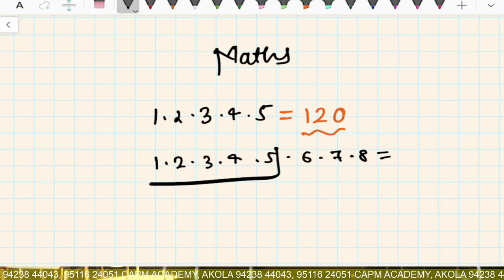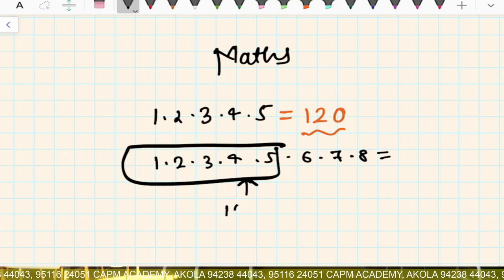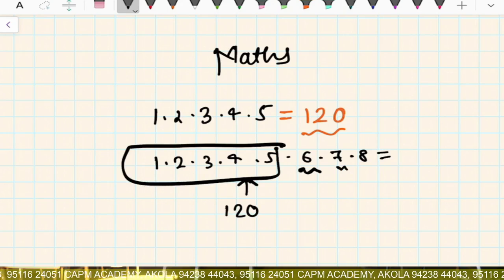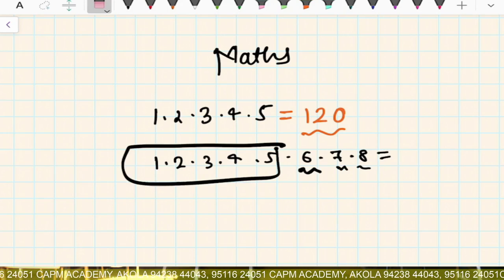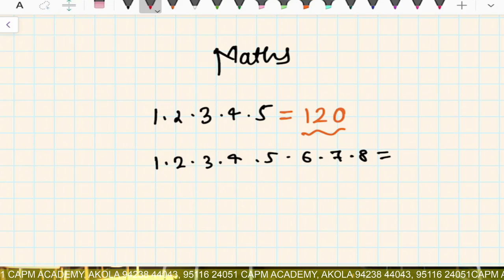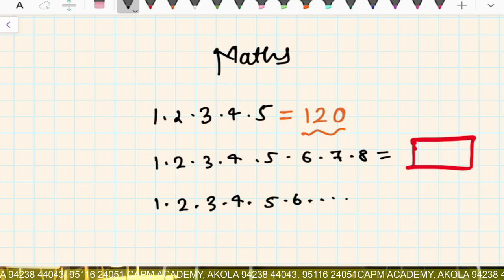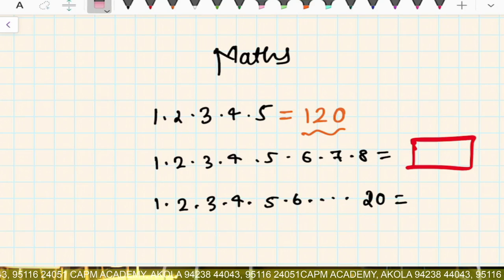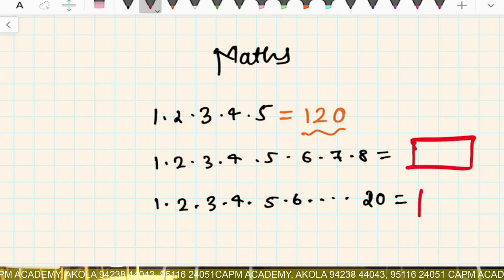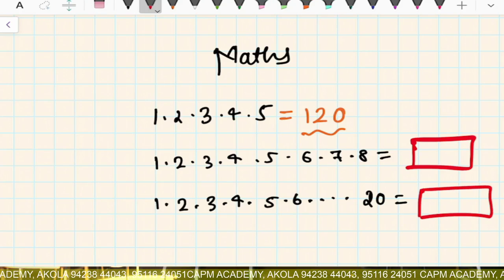Now you know that up till here it was 120. Now I have to multiply this, then this. It's okay, the calculation we can do with a calculator. Whatever the answer will be, we are not concerned with the answer right now. If I say you have to multiply the first, say, 20 numbers, then you will do 1 into 2 into 3 into 4 into 5 into 6 into 7 up to 20. So you'll have to write down all the numbers first, then keep on multiplying until you reach 20, and then you will get some answer. That answer is what we have been asked for.